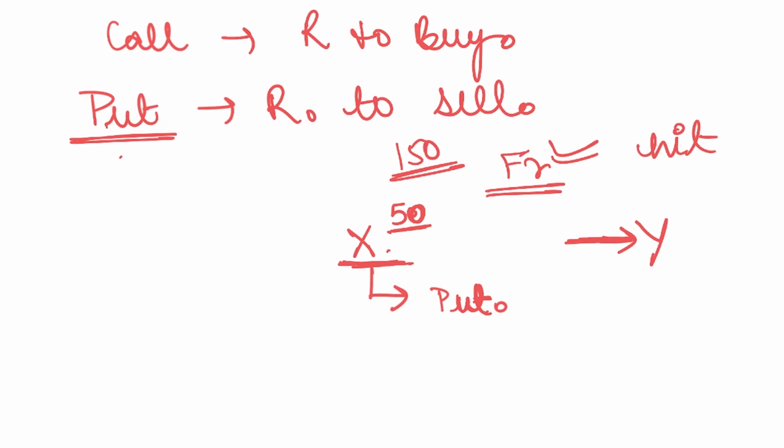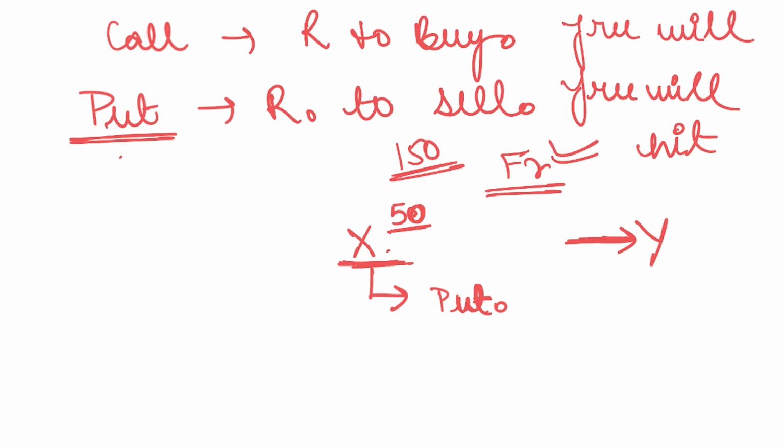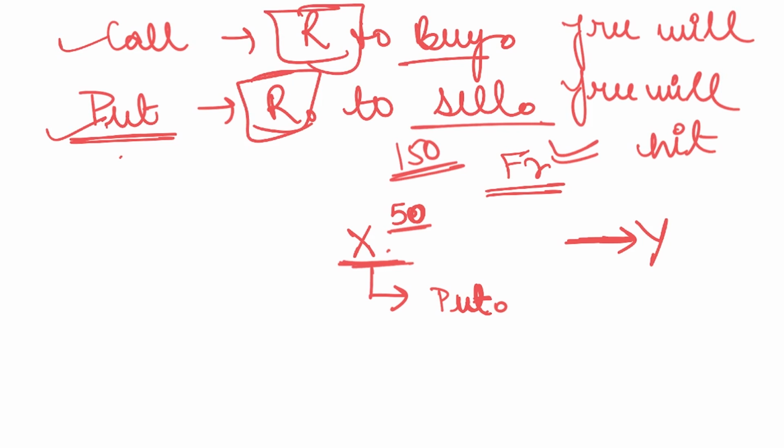It is on you whether you want to sell it or you don't want to sell it. It is not an obligation, that is, you are at free will to sell it or not. In case of an option, you have free will whether you want to buy it or not. There is no obligation under call and put. You just get the right of buying or selling. So this is what call and put is.